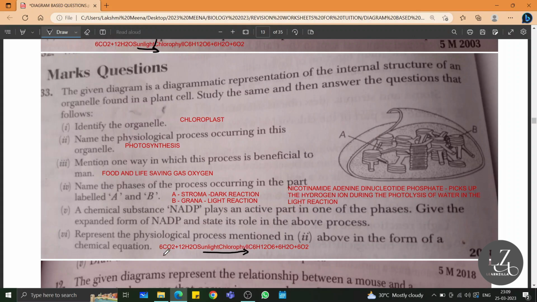The reactants of the equation are 6 CO2 plus 12 H2O and the products are C6H12O6, 1 glucose molecule, 6 water molecules and 6 oxygen molecules, and it takes place in the presence of sunlight, and you can bring chlorophyll down here, sunlight and chlorophyll. Okay. So, this is a very important question, chloroplast, anywhere it is possible. Okay. So, please learn this, very important.